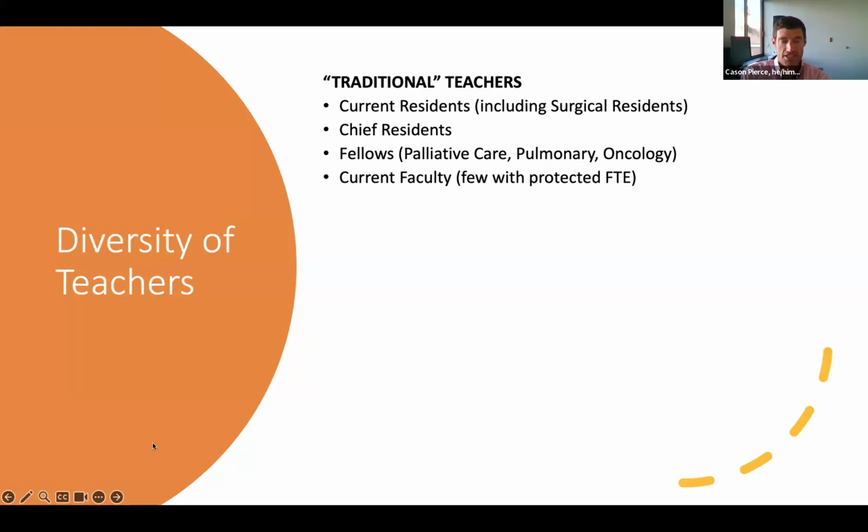Looking at how this has played out over the number of years we've run this, we think about traditional teachers, and I think everyone could point to these places to find faculty. So current residents, we certainly utilize those, including surgical residents who have a very busy schedule. So chief residents show up to teach in our course on a volunteer basis, as do people from fellowship. So palliative care, for example, in our communications portion, we've had our pulmonary fellows help with the SIMS. Oncology fellows have taught in a number of places. And then our current faculty is a big place where we look for volunteers.